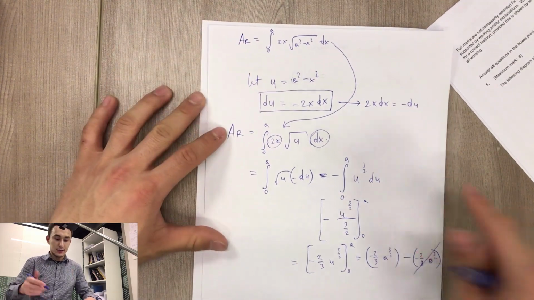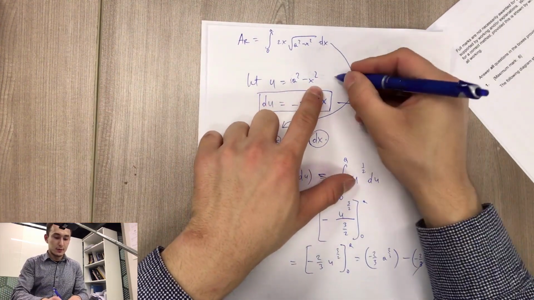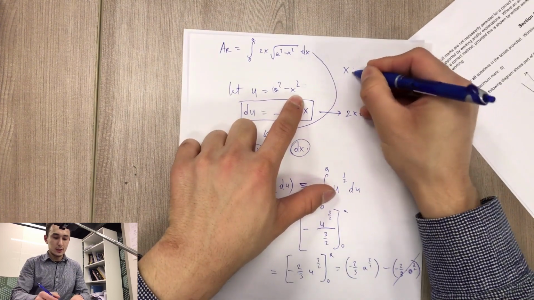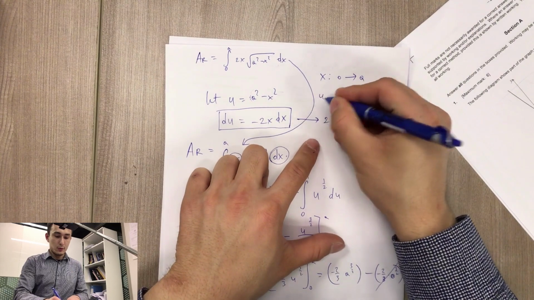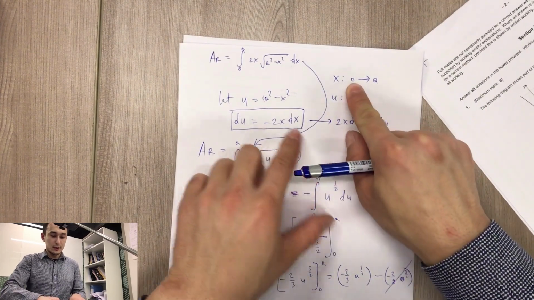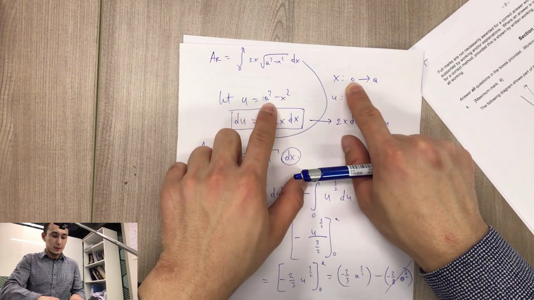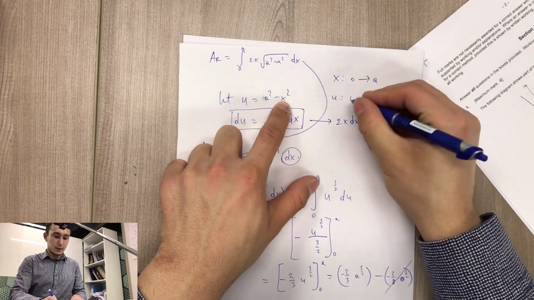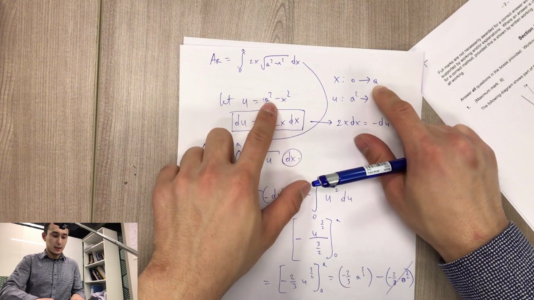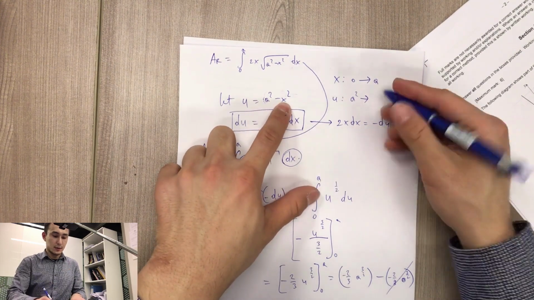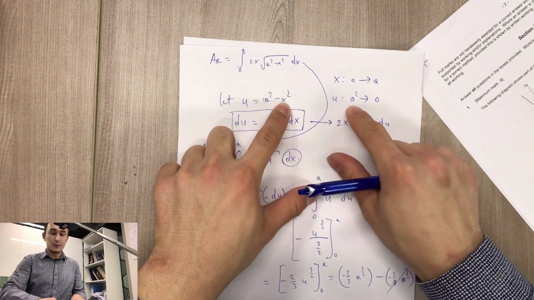Now the new boundaries: since u is equal to a squared minus x squared, we know that x initially goes from 0 to a, right? Now u will be going from, substitute the 0 into this equation, so a squared minus 0 squared is a squared. And substitute a into the equation again, so a squared minus a squared is 0. So you see, u now goes from a squared to 0.